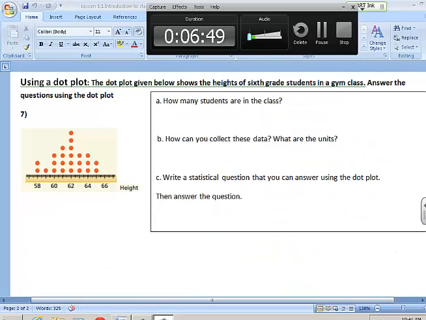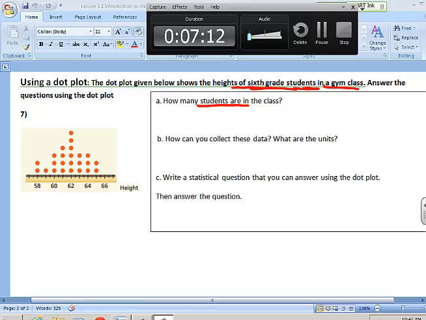All right, let's take a look at the last piece of this lesson. In this case, it says using a dot plot, answer the questions. Okay, now this first dot plot shows the heights of 6th grade students in a gym class. All right, now how many students are in the class? How do you know that?